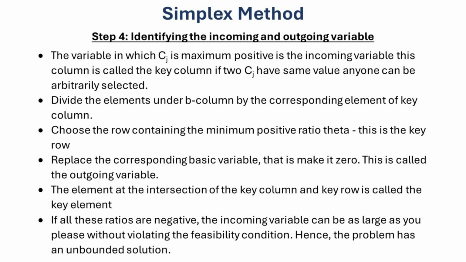Another thing to note here is the element at the intersection of the key column and key row, where these two intersect, is called the key element. Up to now, remember, this is called the key element. What we'll do, we'll see in the next step. If all these ratios are less than or equal to 0, the incoming variable can be as large as we please without violating the feasibility condition, and the problem has an unbounded solution. I told you we are selecting the minimum positive ratio, but if all these ratios are negative, this means the solution is unbounded, and we'll stop there. So let's come up to this level and then we'll go to the next step.